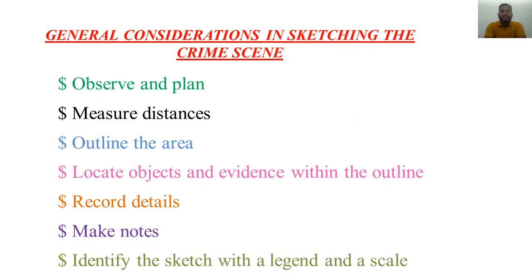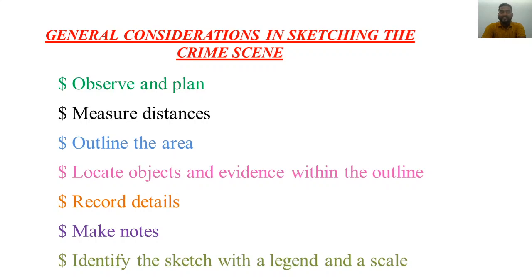Now next is general consideration in sketching. First, a sketch of a crime scene is required when spatial relationships or proportional measurements are needed. Use spatial relationships to relate evidence to other objects. Use proportional measurements to calculate such things as bullet trajectory angles or to reconstruct accident details. Then the rough sketch is the first sketch drawn at the scene. Multiple rough sketches may be required depending on the crime. The sketch includes a scene outline with the location of objects and evidence clearly marked.